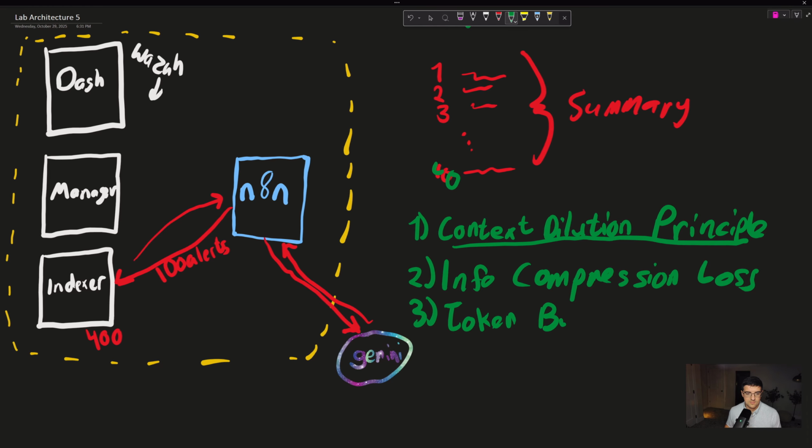And number three, token budgetary inefficiency. So what is token budget inefficiency? Every token costs attention, and so redundant tokens reduce reasoning depth per token. What does that mean? Well, if we've got tons and tons of repetitive information in here, from like a bunch of different alerts, it's going to start to decrease the amount of reasoning that it can use on some of those other tokens as well.